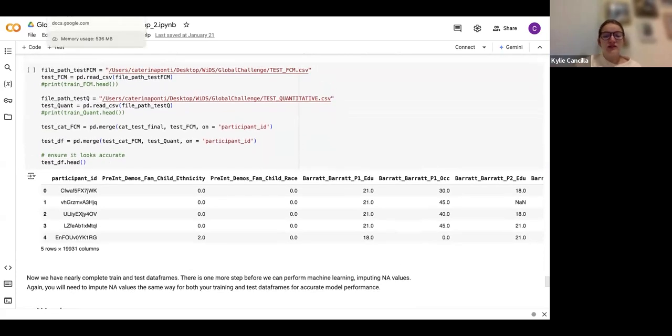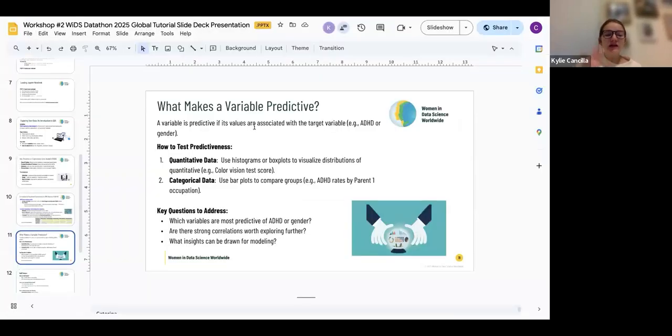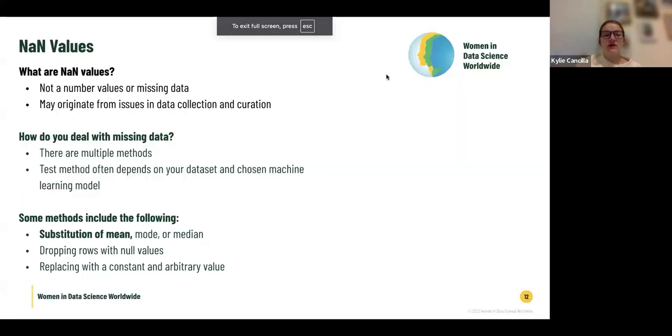So we have just created our X-train feature variables for our training data and our feature variables for our testing data. These are almost complete data frames ready for machine learning, but there's one last step we need to do before machine learning, which is imputing our NA values. And I will pass it on to Leah to explain how we will demonstrate this. But one thing I want to note before that is that, again, just like we did with the encoding, you're going to have to preprocess it the same way.